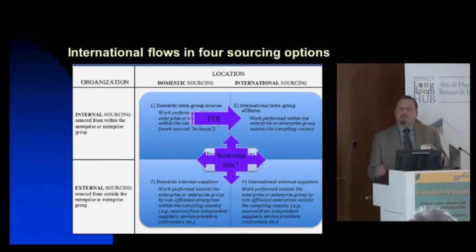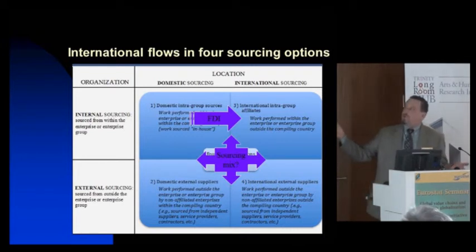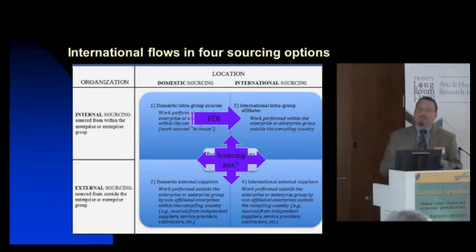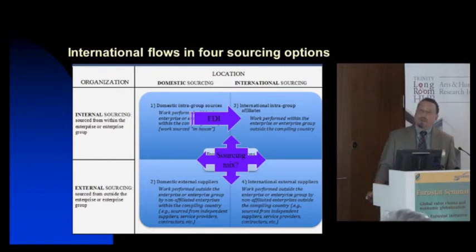Okay, so getting into the international sourcing piece, companies have these four choices for everything they do. If you look at the idea of fragmentation and core competence, for every single piece of work, managers need to make strategic decisions. What do you do? Where do you get the work done?